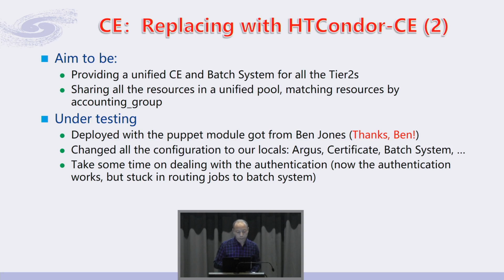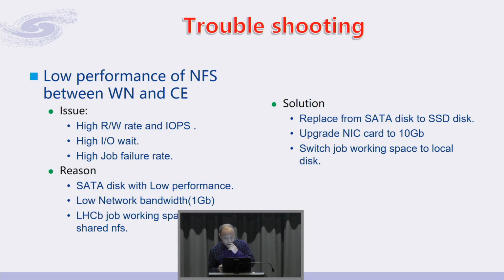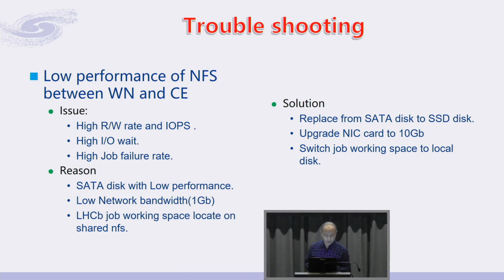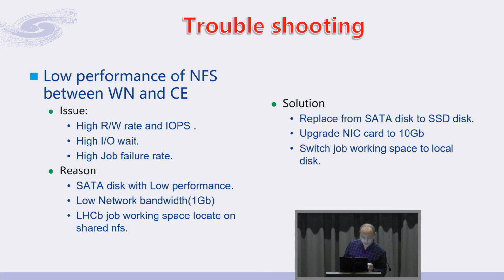We have some problems when testing this system. One is the authentication problem. Now this problem is resolved, but we are still stuck on some routing of jobs to the batch system. This is one of the troubleshooting issues we resolved. The issue is the NFS has a very high read and write rate, the IOPS is very high, and the IO wait is very high, so it caused a lot of job failures.